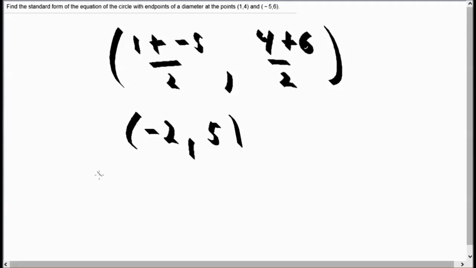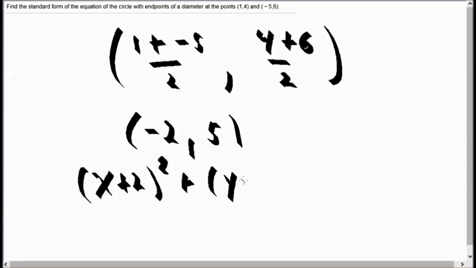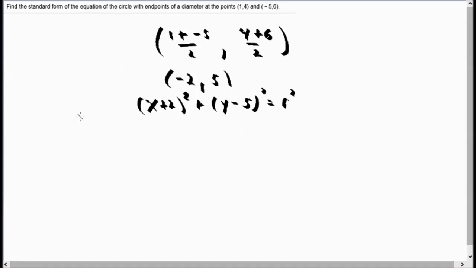So now we can write x plus 2 squared plus y minus 5 squared is equal to r squared. And of course, you see the opposite signs here between the minus 2 and the positive 5. Now all we have to do here is plug in the point, either one.